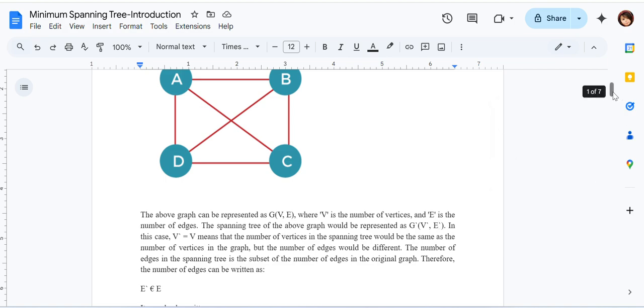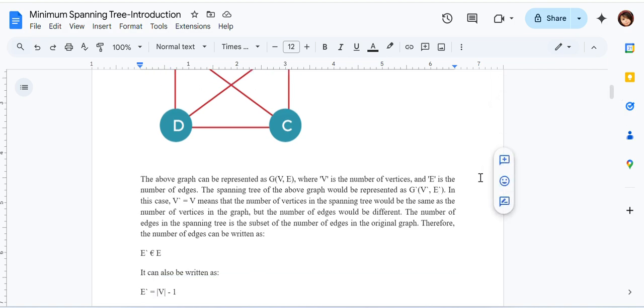So the edges will not be the same, but the edges of the spanning tree will be a subset of the edges of the graph. That's why we represent E' as a subset of E. Then how do we represent E'? E' is the number of vertices minus 1.